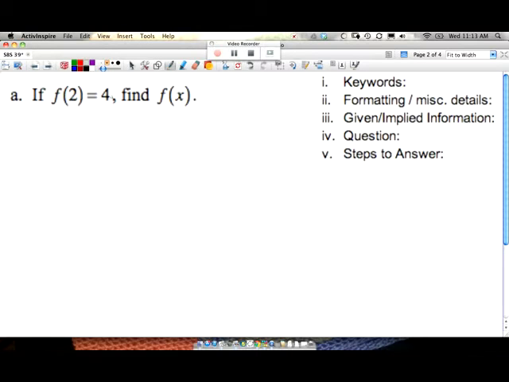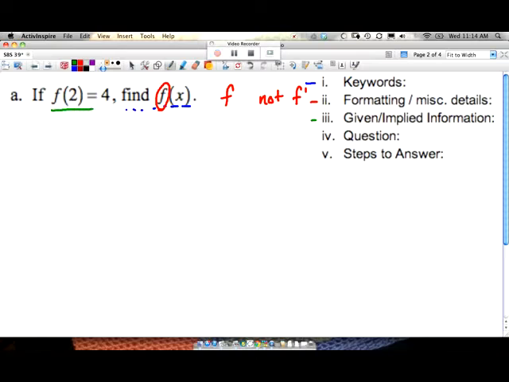So part A here, it says keywords. Okay, find f of x. That is pretty much straightforward. It just says find f of x. That's our keywords there. But formatting and some miscellaneous details, notice that this here is f. It's not f prime, which means we're probably going to have to do something to get back to f, some type of antiderivative.